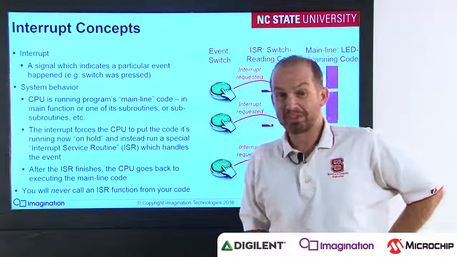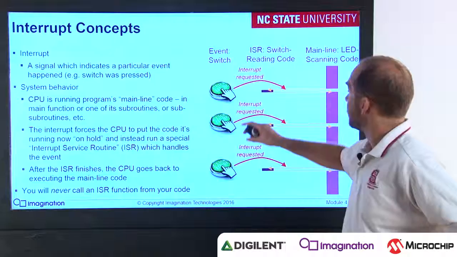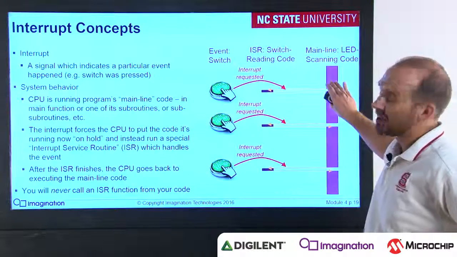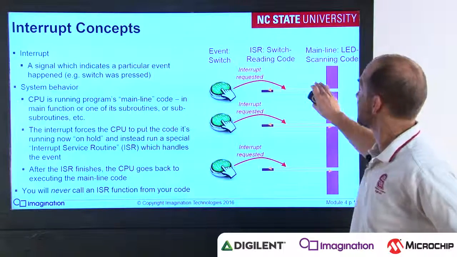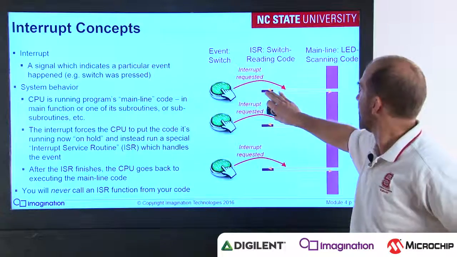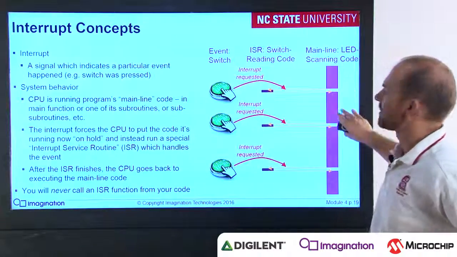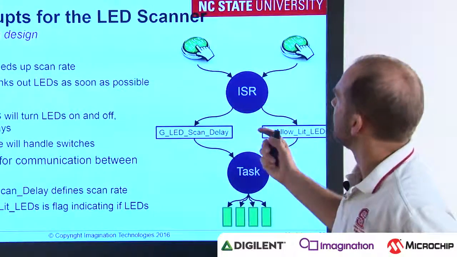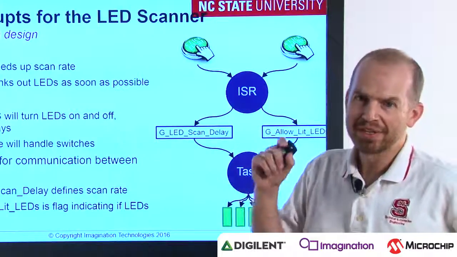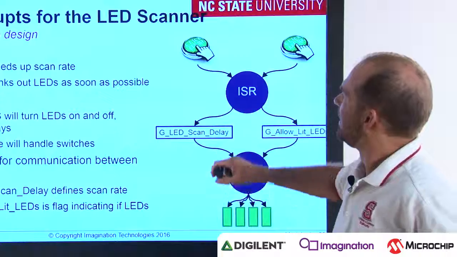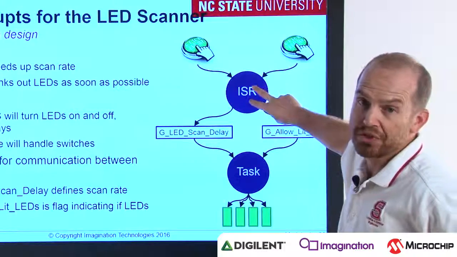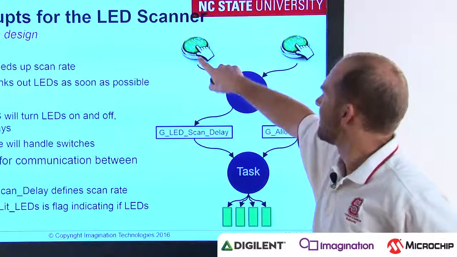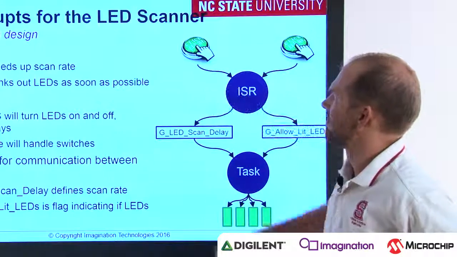We then introduce the concept of interrupts. And the idea is to show that a hardware event, for example, can force the processor to stop running its mainline code and instead switch to an interrupt service routine to handle the switch. And then it returns back to the main code. This is an important thing for the students to understand, and we then see how to change the task structure to support the interrupts. And what happens is we replace this poll switches task with an interrupt service routine, and that interrupt service routine will be triggered anytime either of these switches is pressed.